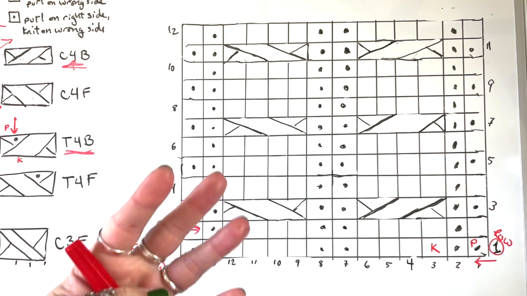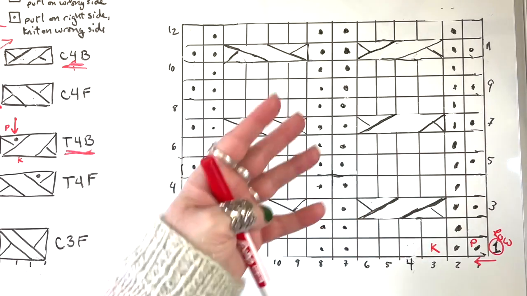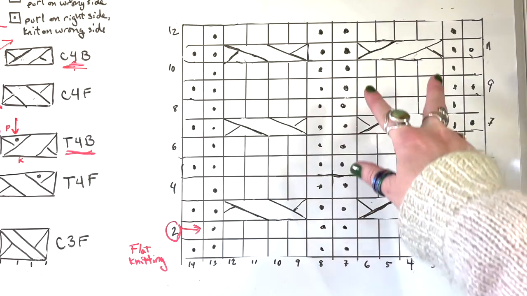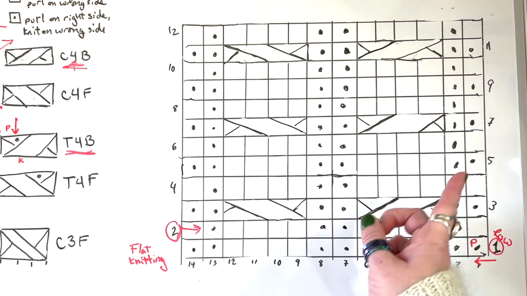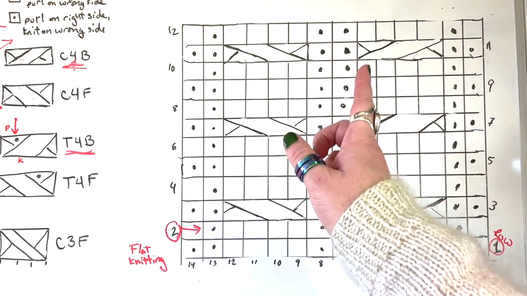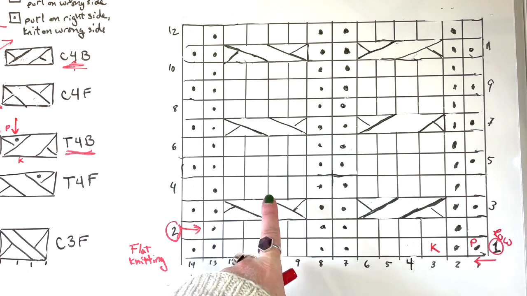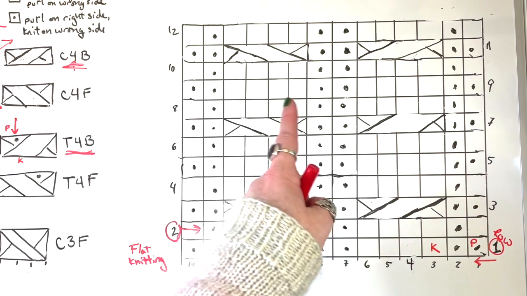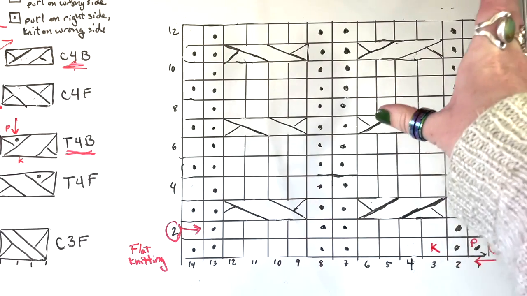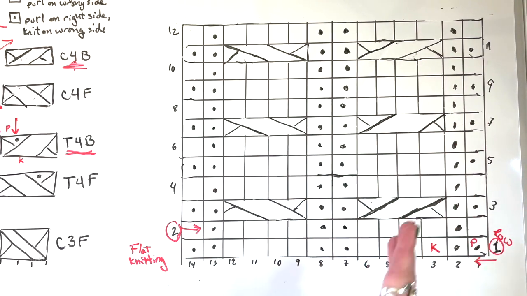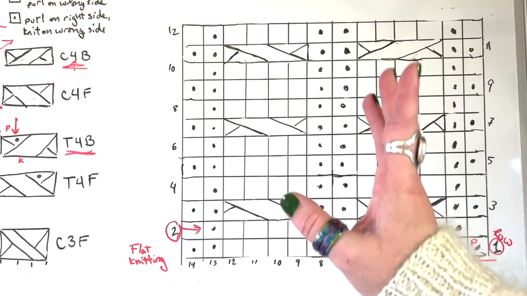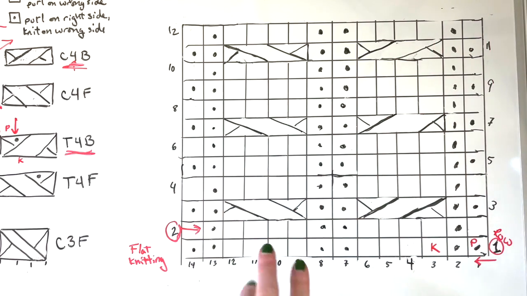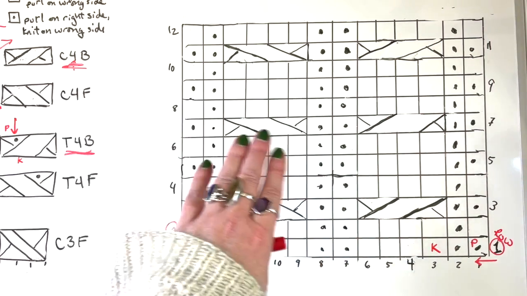And if you can back up and take a look at the big picture of this, we're going to have a column over here where the stitches twist this way, and a column over here where the stitches twist the opposite direction. So the one on the right is going to twist to the right, and the one on the left is going to twist to the left.